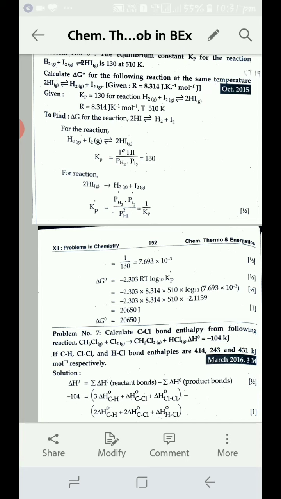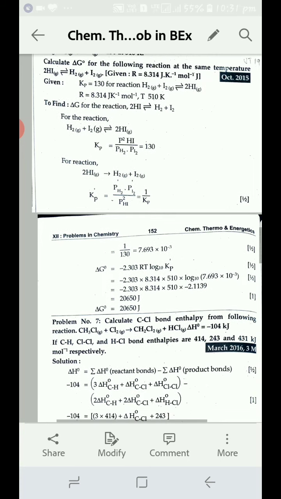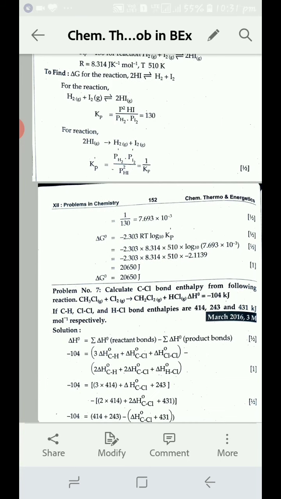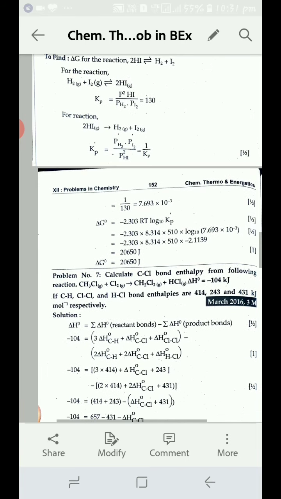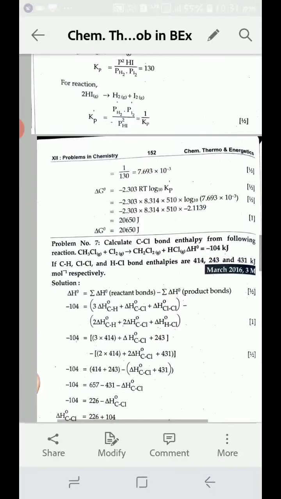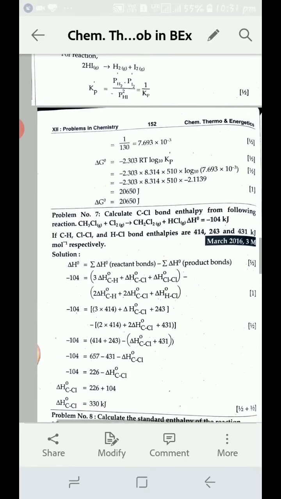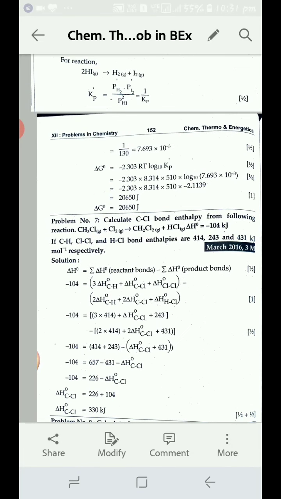Now you have to calculate the standard enthalpy change for the C-Cl bond. So substituting the values, then calculate the answer. So the answer is 330 kilojoule. So check the marking scheme.